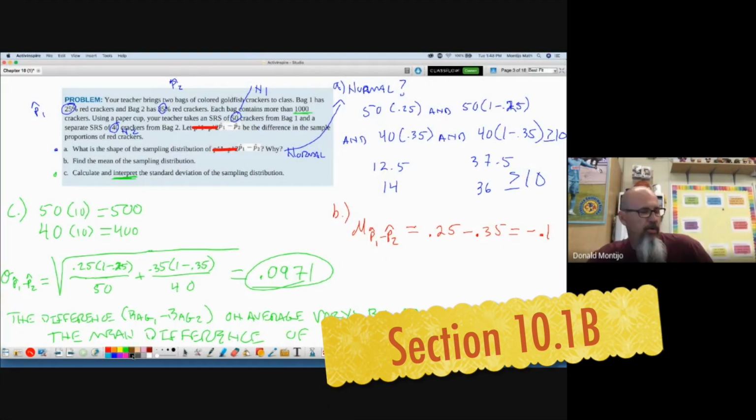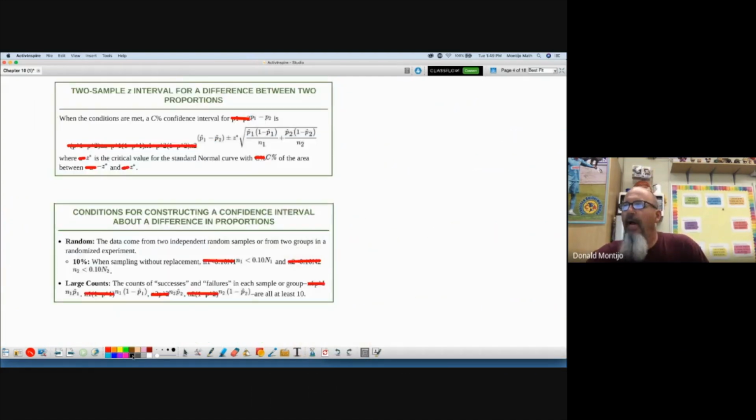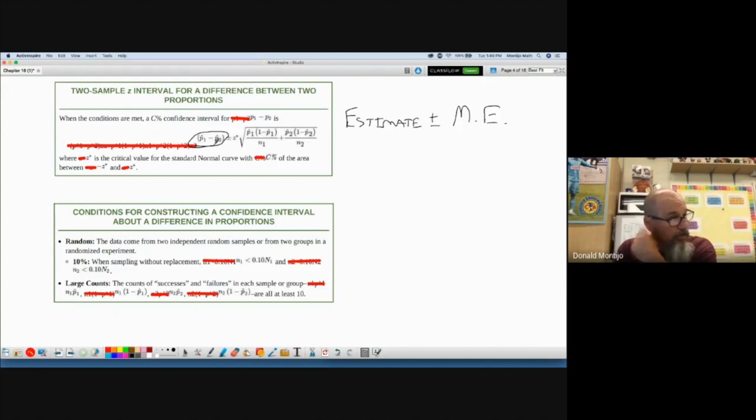Well, now that we know the sampling distribution, let's look at how we would calculate a confidence interval for this. So remember, every single confidence interval in the world is estimate plus minus margin of error. Every single confidence interval in the world. Estimate, how do we estimate the difference between the two proportions? Well, it's p hat 1 minus p hat 2. What's the margin of error? It's the star times the standard error.